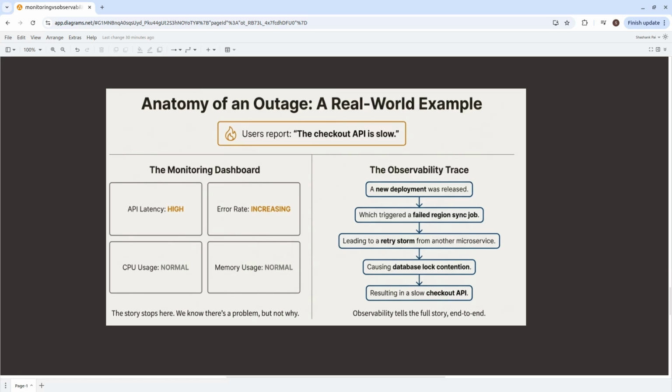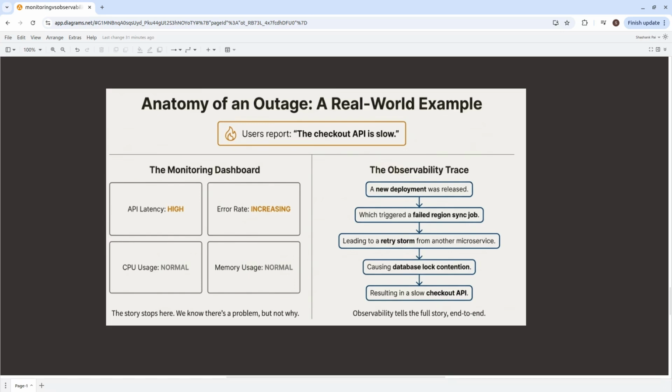So let's go through a real world example and see how monitoring and observability fare against each other. For example, the user reports the checkout API is slow. Let's see how monitoring will show up. Monitoring dashboards will show API latency is high, error rate increasing, CPU usage is normal, memory usage is normal. So the story stops here.